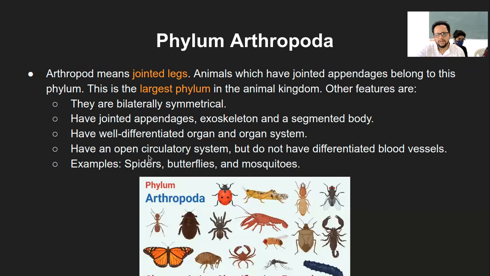Okay, so they have an open circulatory system, and the common examples that you can see even in the figure are spiders, butterflies, mosquitoes, or scorpions and so on, right? Crab. So there are quite a few examples from this phylum Arthropoda that you can write.